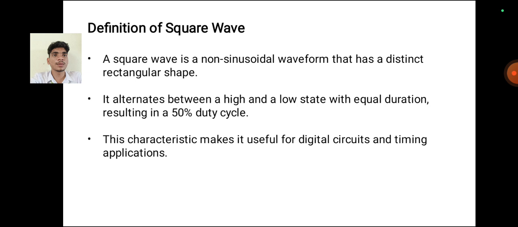Definition of square wave. A square wave is a non-sinusoidal waveform that has a distinct rectangular shape. It alternates between a high and a low state with equal duration, resulting in a 50% duty cycle. These characteristics make it useful for digital circuits and timing applications.